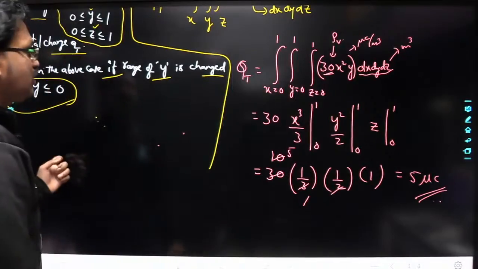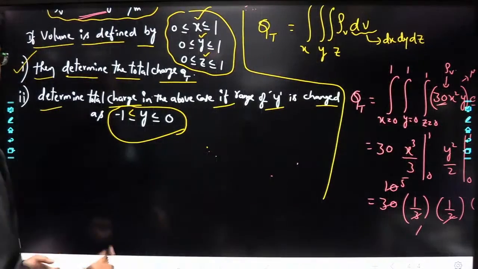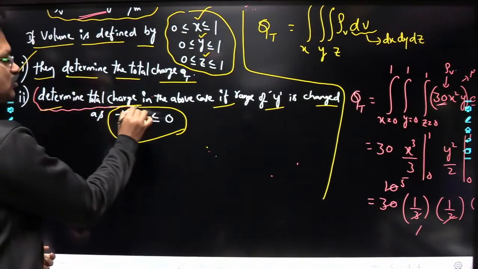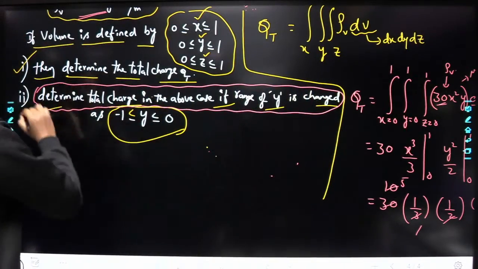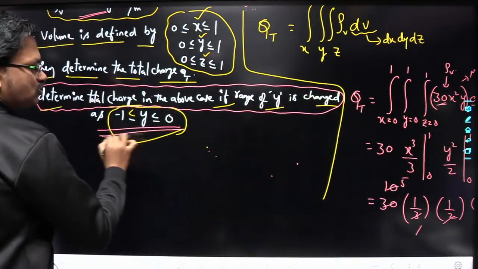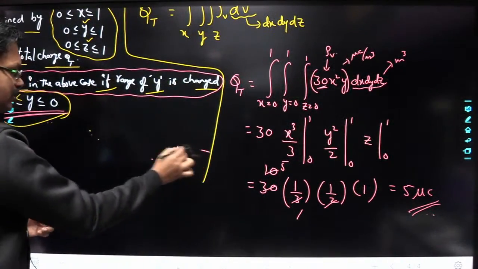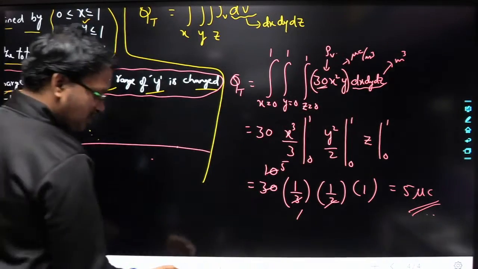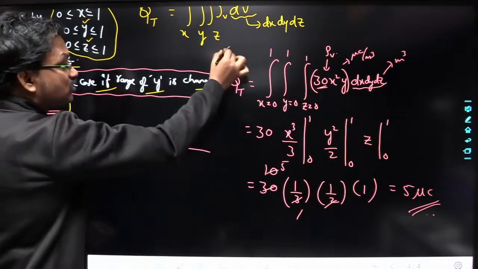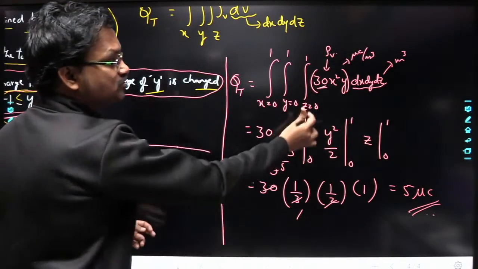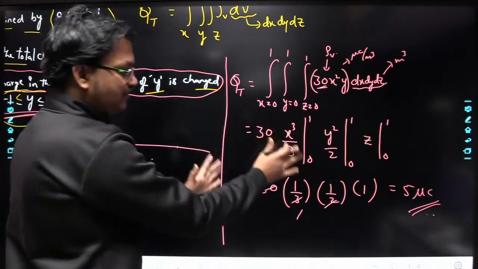Now in the second case, what have they given? Determine the total charge in the above case if the range of y is changed from -1 to 0. So everything you can keep the same here. Just you have to change the limits of y. Understood? Everything will remain the same here.